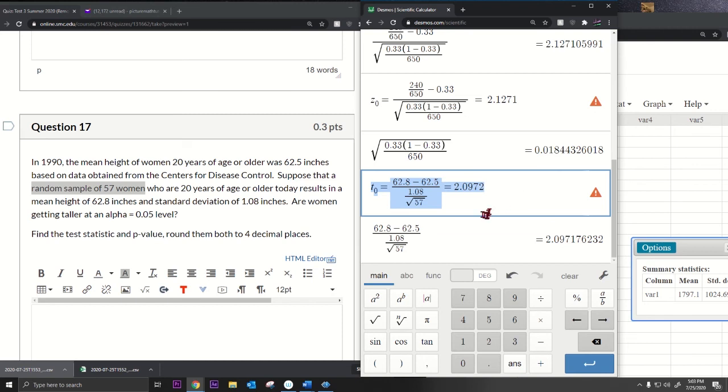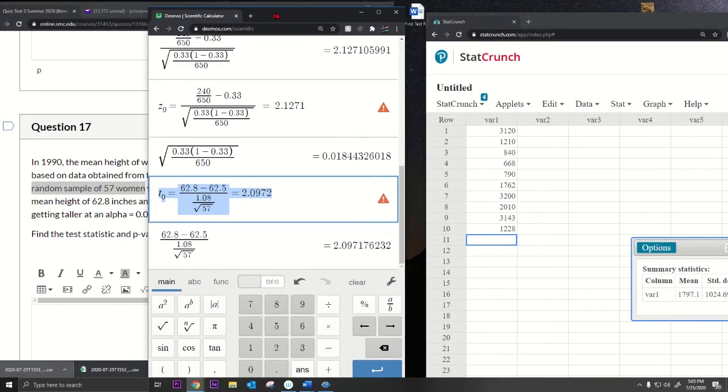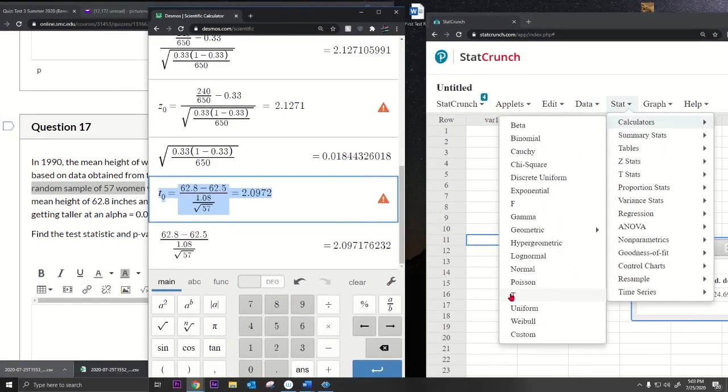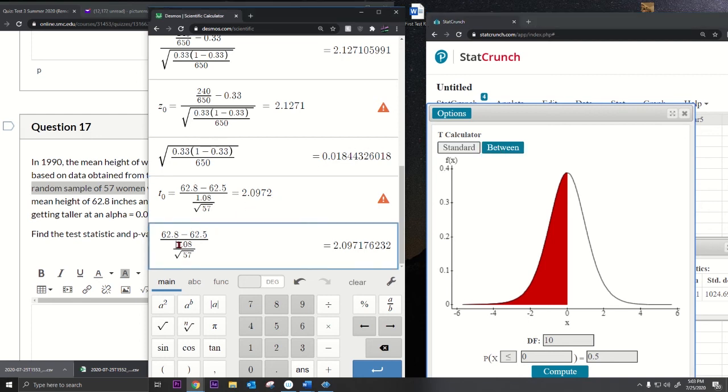Now, to show your work for your p-value, that's when we have to use the t calculator and not the normal calculator. So let me move this to the left, and I'm going to go to calculator t. Why am I using a t calculator? Because this is modeled by a t distribution. We don't know sigma, we're using s, which is 1.08.